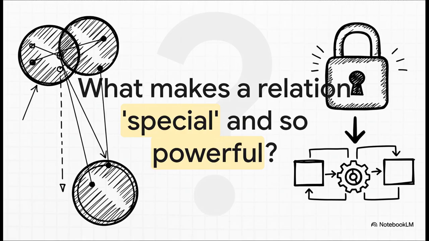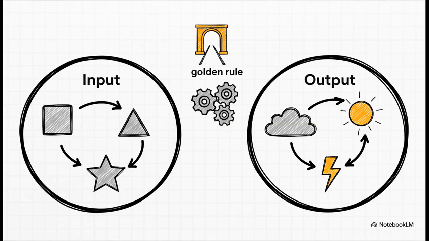Well, it all comes down to one critical, very special rule. This is the golden rule of functions, okay? For every single input, you are guaranteed to get one and only one output. No maybes, no multiple answers. It's this absolute reliability, this predictability, that makes functions the absolute workhorses of all of mathematics and all of programming.